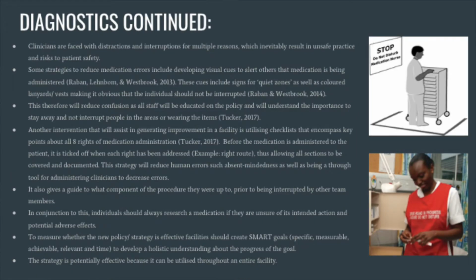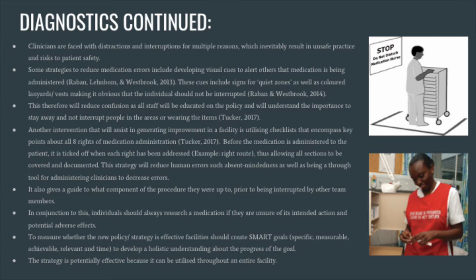Nurses are faced with distractions and interruptions for many reasons. These inevitably result in unsafe practice and risk to patient safety. Some strategies to reduce medication errors include developing visual cues to alert others that medication is being administered. These cues include quiet zones as well as coloured lanyards or vests, making it really obvious that the individual should not be interrupted. Therefore, this will reduce confusion as all staff will be educated on the policy and will understand the importance to stay away and not interrupt people in these areas or wearing these items.